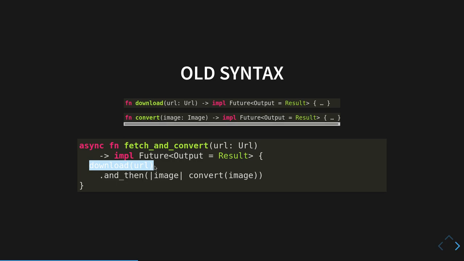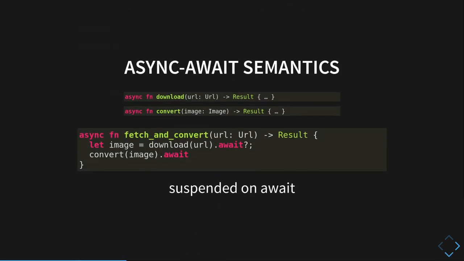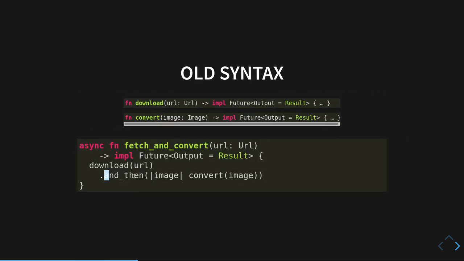We could call the download method and then schedule the conversion to happen once the download has finished by calling .and_then with a closure that takes an image and converts the image. In this case, we could also use the shorthand syntax where we only pass convert directly into the and_then method. But this way it's clearer to see what's happening on the slides. So that's just the semantics of how you could write code like that. This is more like a functional monad style of implementing it. It's similar to how iterators work, essentially, in Rust at least.